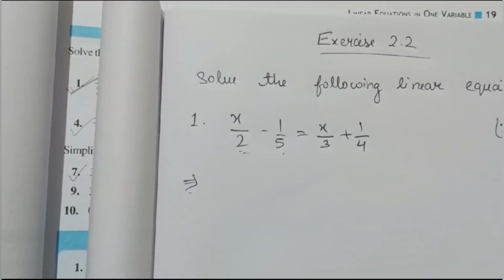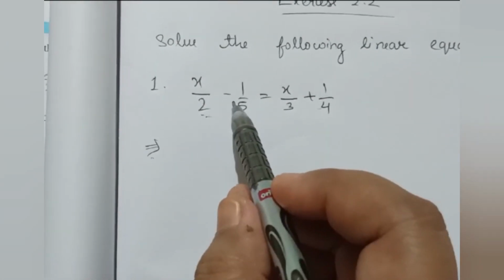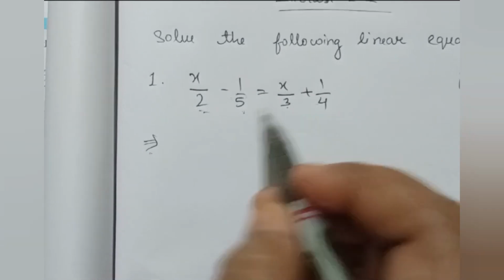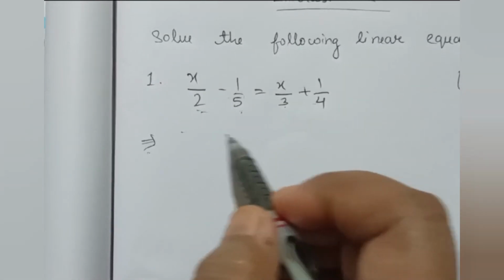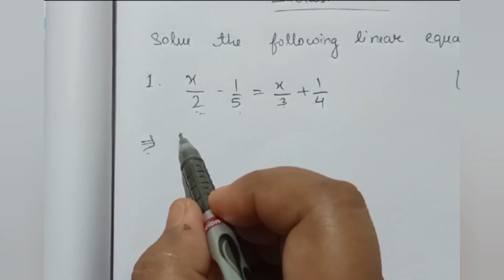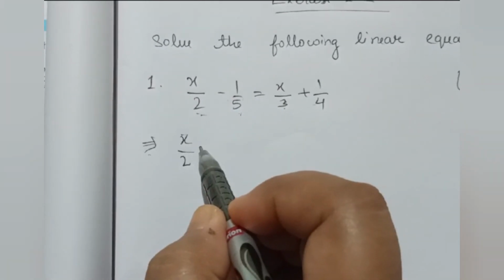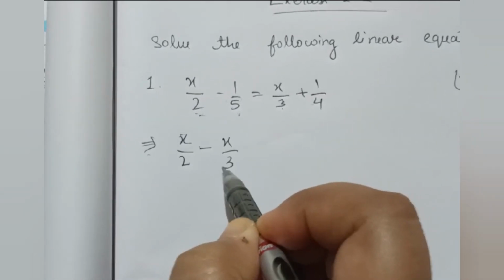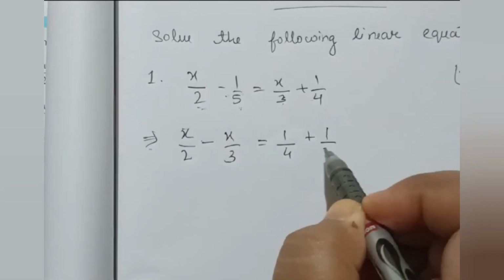I have written the question here. The question is x by 2 minus 1 by 5 is equal to x by 3 plus 1 by 4. Then we will bring the terms where x is there to the same side. Here x by 2, and this x by 3 comes here, so it becomes minus x by 3. Here 1 by 4 remains like this, and this comes over as plus 1 by 5.